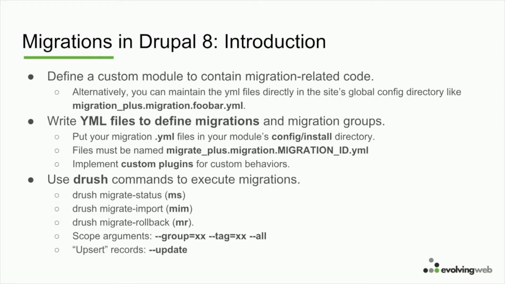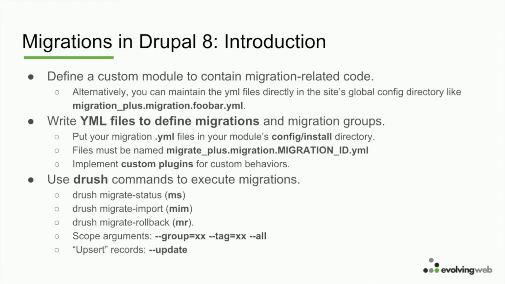And then there is drush mr, which is for migrate rollback. If you imported something and you just want to delete everything you imported, you do drush mr. And then there are certain arguments which you can use with ms, mim, and mr, which are --group, to work with only a particular group of migrations, --tag, for using tagging with migrations, and --all for executing all the migrations.